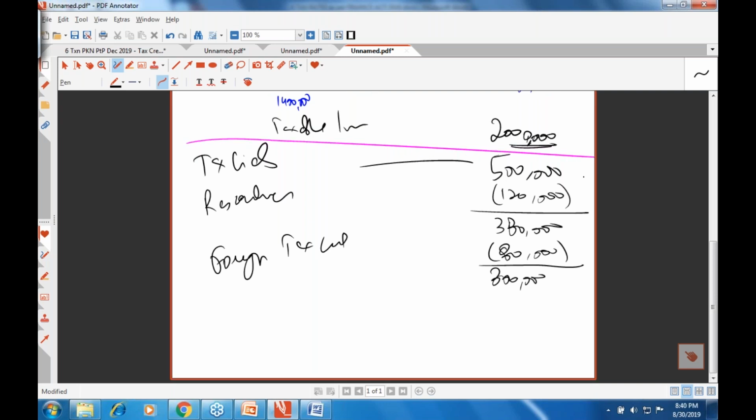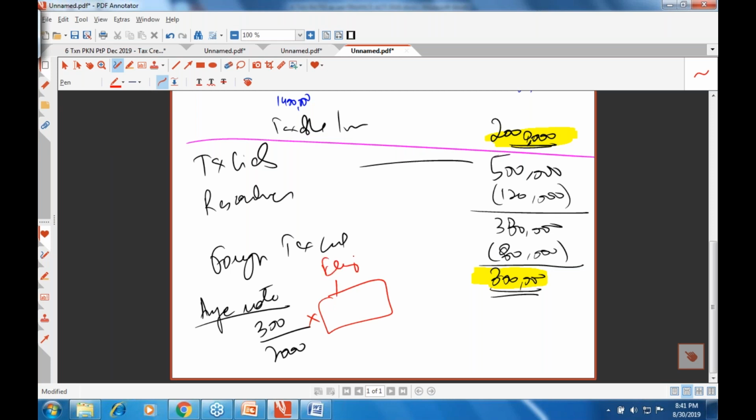Now let's try to see. If the taxable income was 2 million and this is the 300,000 liability, the average rate of tax is going to be calculated like this: 300,000 divided by 2 million. 300,000 is your tax liability after the full-time teacher or researcher credit and after the foreign tax credit. And then you multiply it with the eligible amount. Now, what exactly do you mean by the eligible amount? Let's try to see.